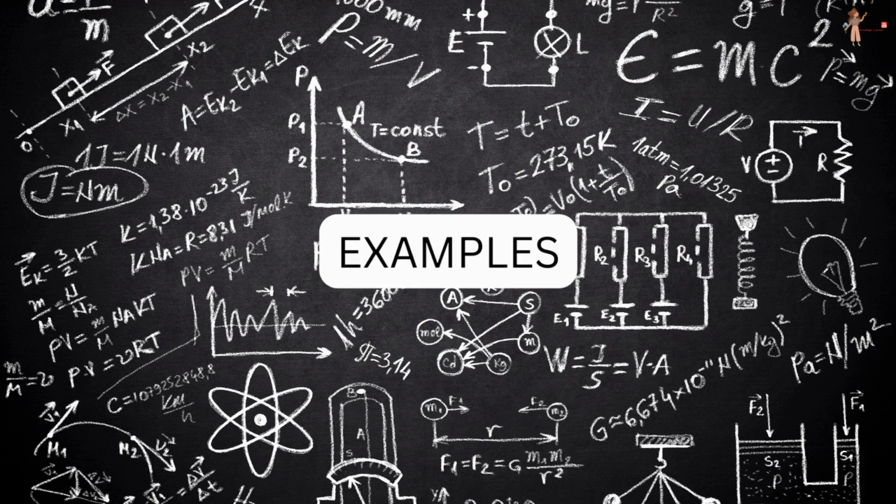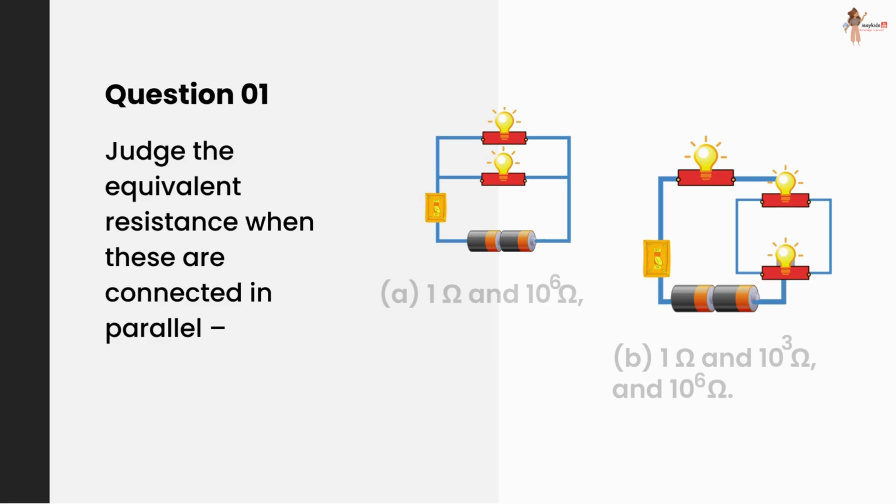Let's see a few examples now. Judge the equivalent resistance when the following are connected in parallel. A. 1 ohm and 10 raised to the power 6 ohm. B. 1 ohm, 10 raised to the power 3 and 10 raised to the power 6 ohm.